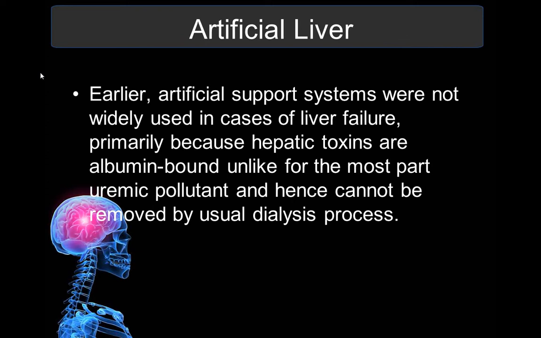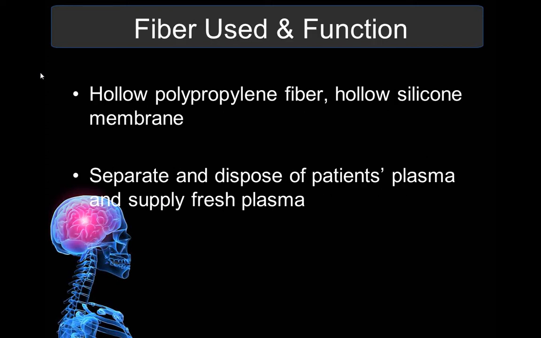Earlier artificial support systems were not widely used in cases of liver failure, primarily because hepatic toxins are albumin bound, unlike most water-soluble uremic pollutants, and hence cannot be removed by the usual dialysis process. Fibers used are hollow polypropylene fiber and hollow silicone membrane. Hollow viscose is also used in this regard. Separating and disposing of the patient's plasma and supplying fresh plasma is also a function performed using these fibers.